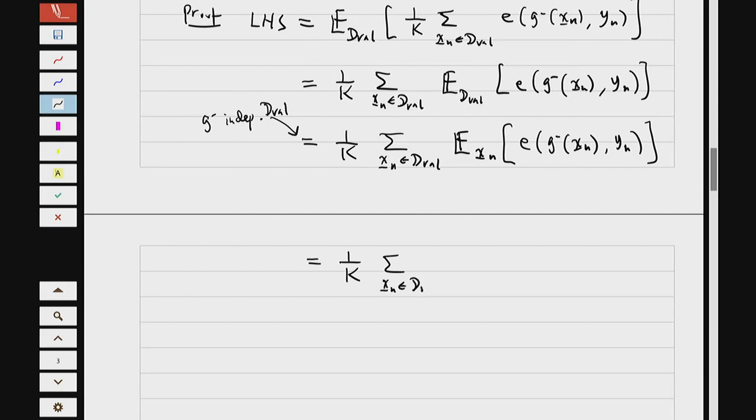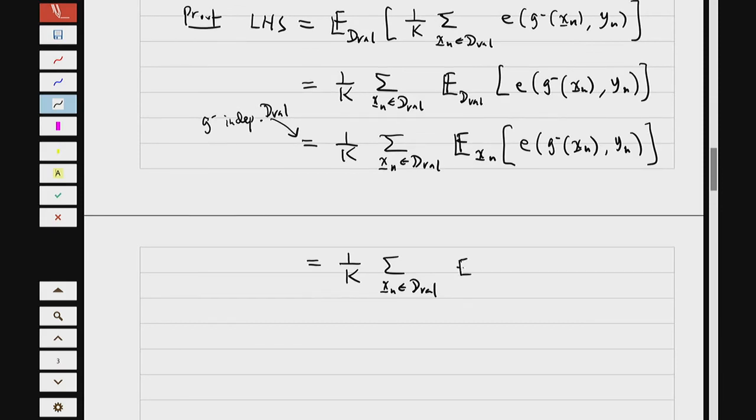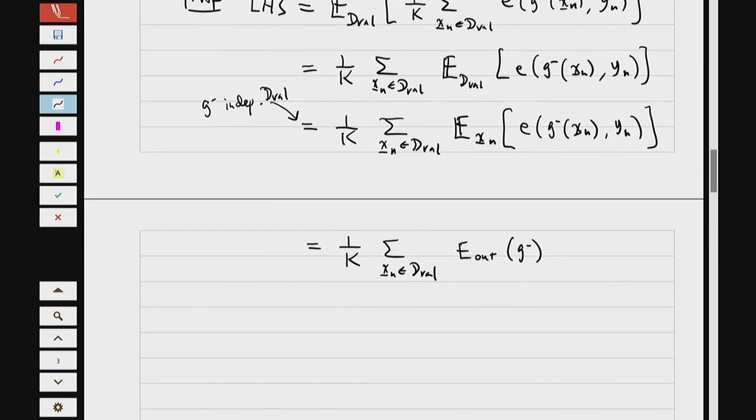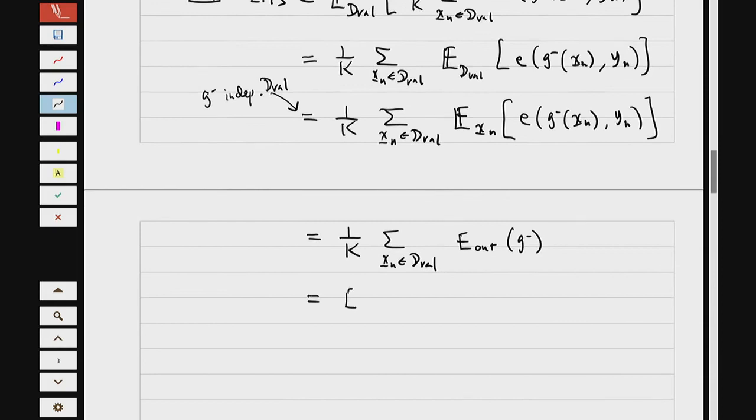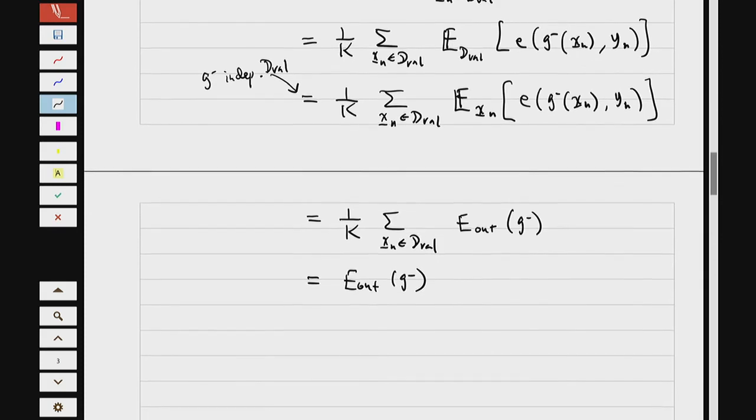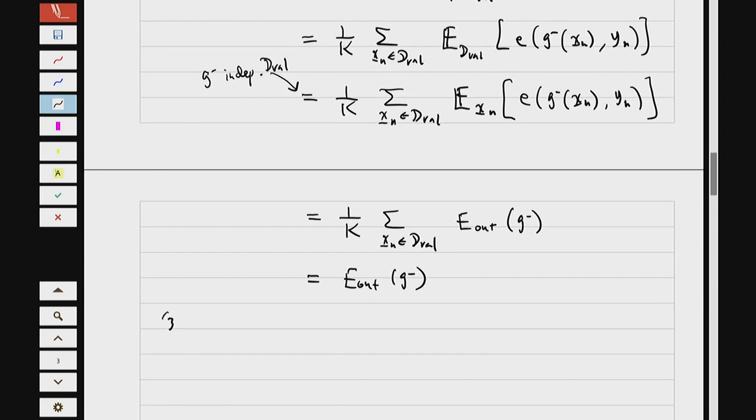Once xn is in D val, this one is simply the same as the test error, because the data points have the same distribution between the test data and the validation data. So it's the same as E out. Therefore, this thing is equal to E out of g minus. Everyone okay? So we have shown that the validation error is an unbiased estimate of the test error.